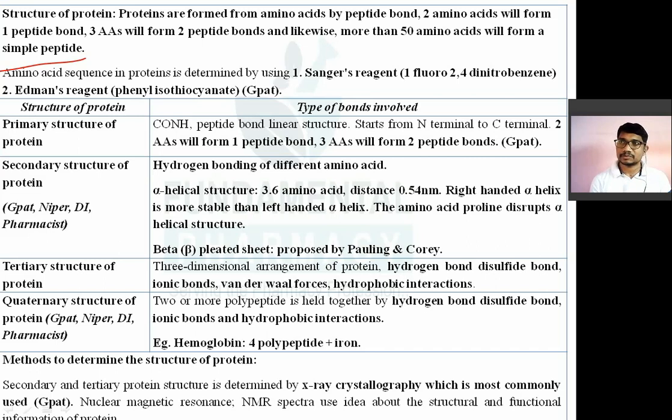In this sequence, the amino acids present in that protein are determined. For that you have two kinds of reagent. First one is Sanger's reagent, which is 1-fluoro-2,4-dinitrobenzene. So remember this Sanger's reagent. They used to ask questions on this Sanger's reagent. The second one is Edman's reagent. So that is phenyl isothiocyanate.